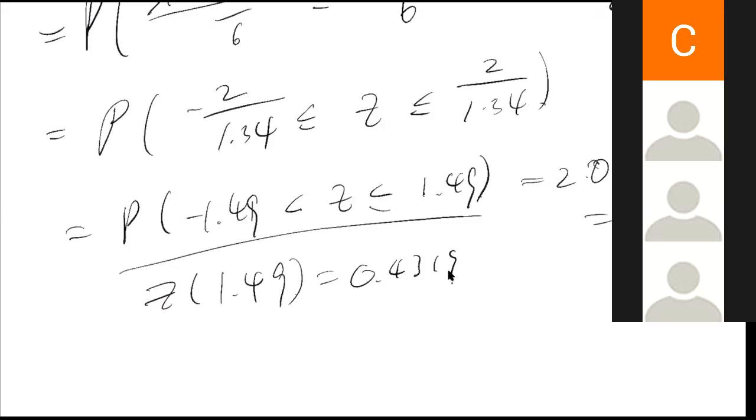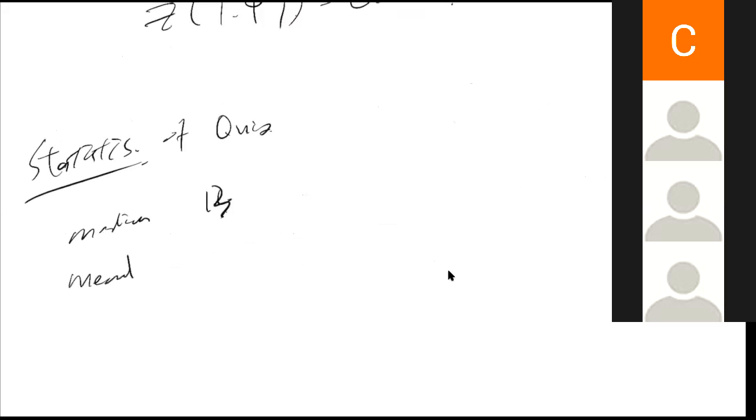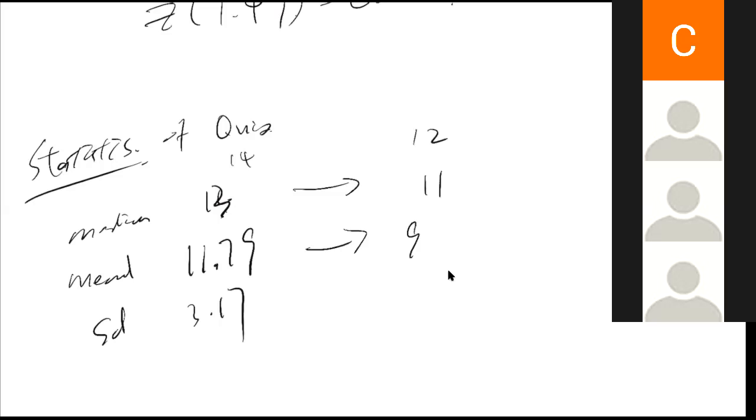The median on a 14 scale is 13. So let's talk about the statistics of the quiz. The median on the 14 scale is 13, and the mean is 11.79, and the SD is 3.17. So that's on the 14 scale. On the 12-point scale, the median will be 11 and the mean will be 9.79. So yeah, we're doing pretty good.